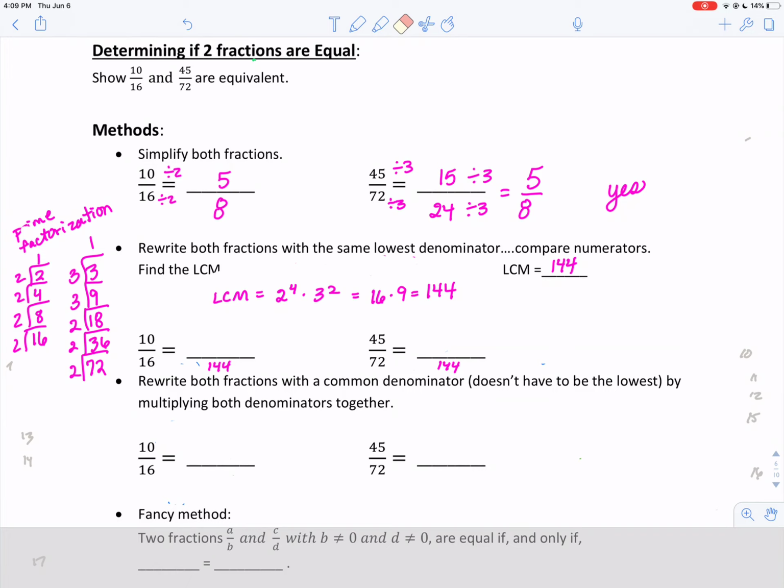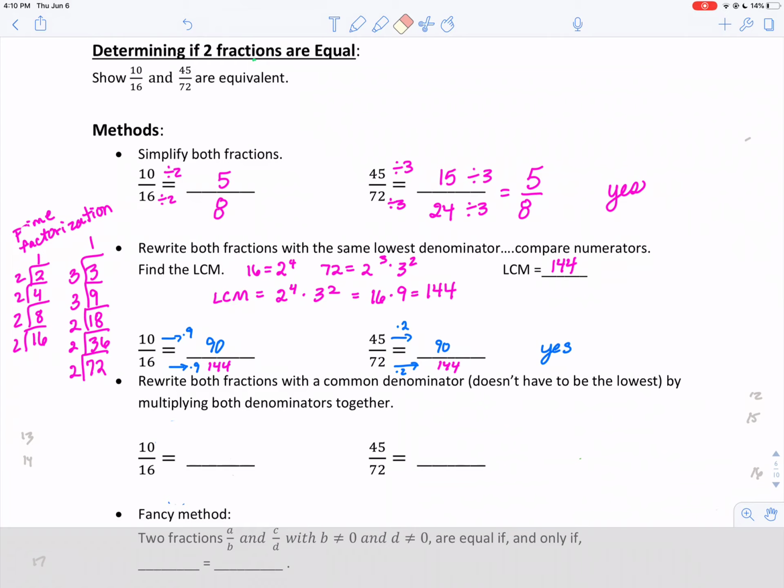we have to determine how many times 16 goes into 144. And that would be 9 times. So we multiply the top and the bottom by 9 and get 90. Then 72 goes into 144 2 times. So we multiply the top and the bottom by 2 and we get 90. Since the two tops are the same, then yes, they are equivalent fractions.